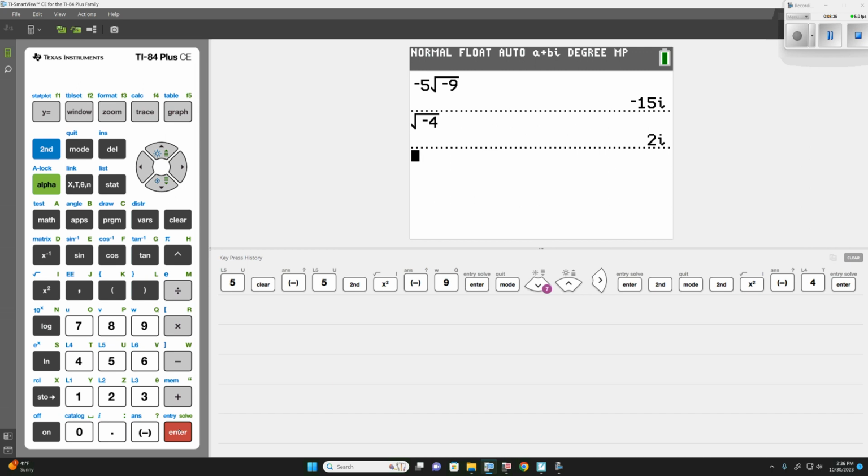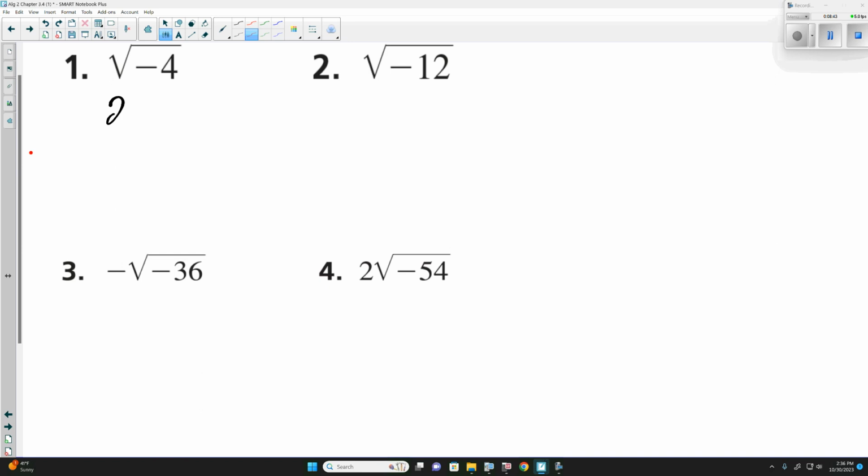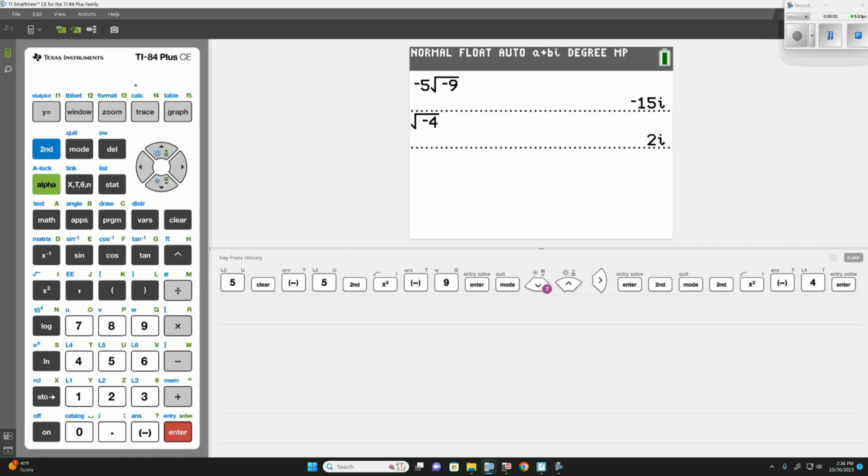Now do it again. So square root of -4. We got 2i, yes? So mode, and then you're going to scroll down. I think A plus Bi, or real, has a block around it. Go down to A plus Bi, hit enter. So the second one, square root of -12. I got it.